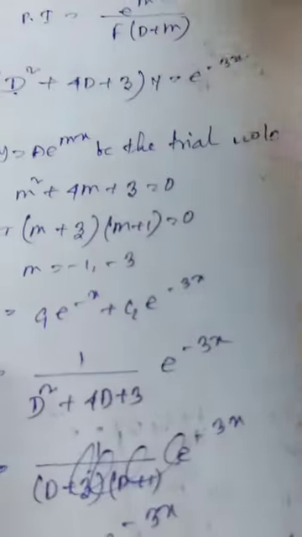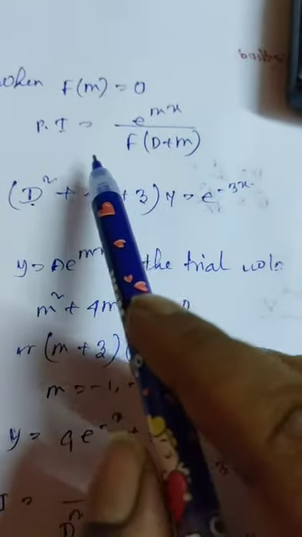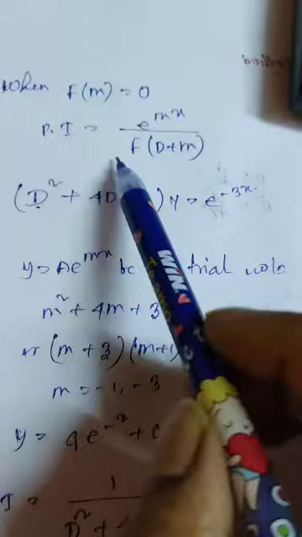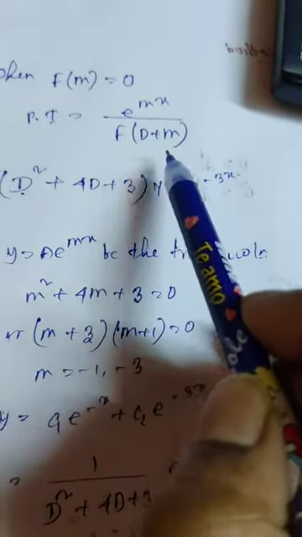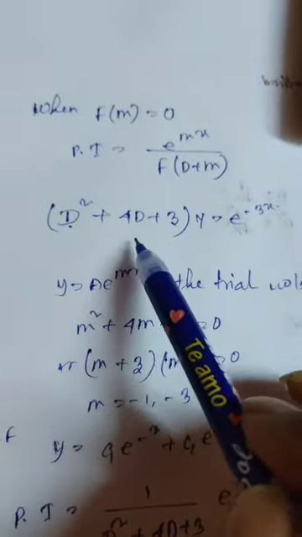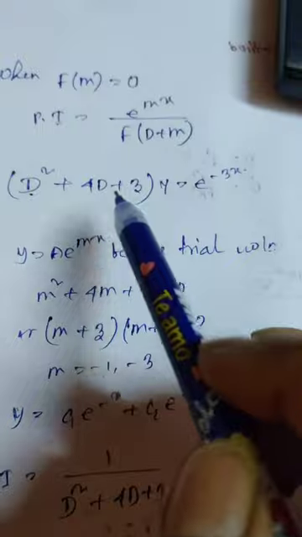So now, when f of m is equal to 0, we will find the PI, that is the particular integral, by this form: e to the power mx by f of D plus m. So I take here one type of problem where f of m is equal to 0.